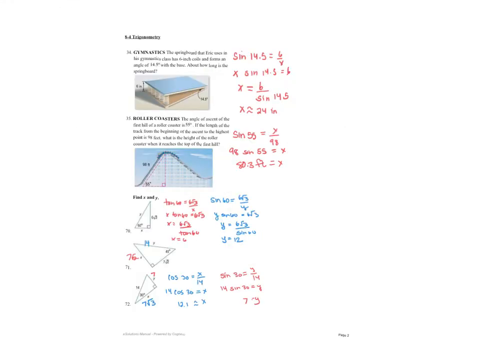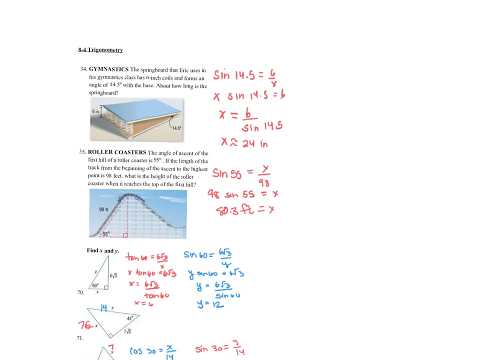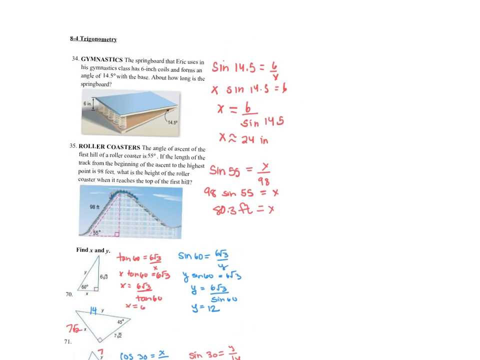All right, just a few more problems here. If we look at number 34, here was our angle measure. We are given the opposite, and what we were looking for is the length of the springboard, which is the hypotenuse.